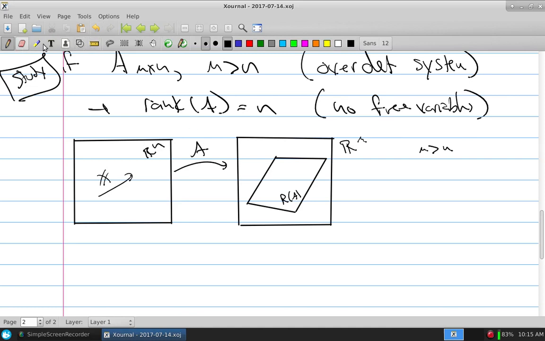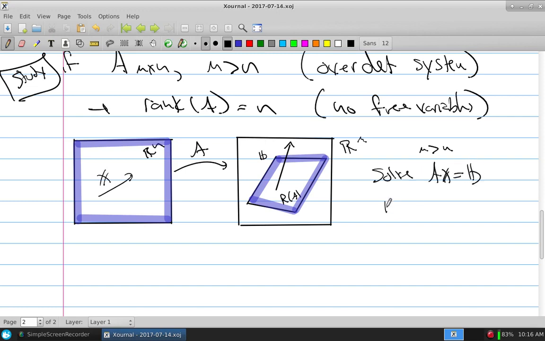What's going on is that this entire space, all of Rn under A, is getting mapped only to the range of A, over here. So I'm going from a lower dimension into a higher dimension, and the range is this particular object. And here's my b. If you're told to solve Ax equals b, but b is not in the range of A, we would normally just say no solution.